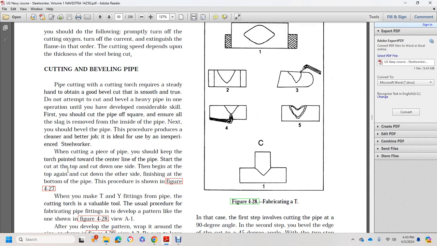When cutting a piece of pipe, you should keep the torch pointed at the center line of the pipe. Start with the cut at the top, cutting down on one side, then begin again at the top, cutting down on the other side, finishing at the bottom of the pipe. The procedure is shown in figure 427.